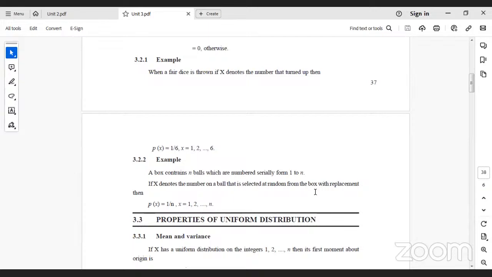A box contains here 10 balls which are numbered serially 1 to n. If x denotes the number of the ball selected at random from the box with replacement, P of x is equal to 1 by n, and x is equal to 1, 2, 3, and so on to n we are taking here.